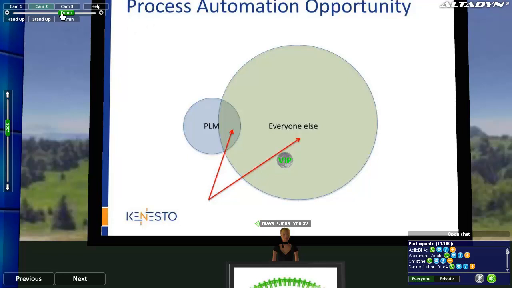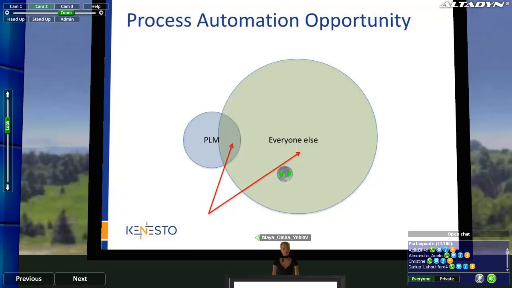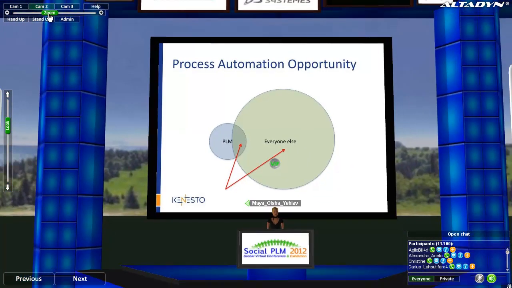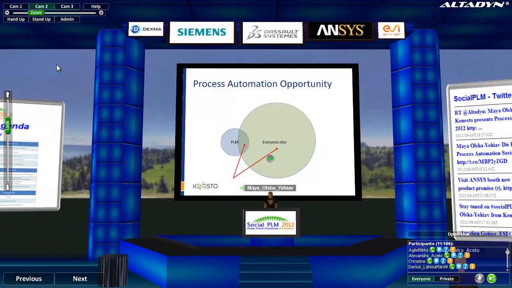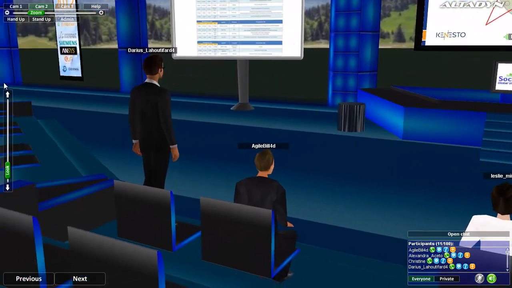This is just an illustration of what's going on in your company. You do have a PLM, but when you actually have the processes, like the processes that I just mentioned, most of the people are not using the PLM, and they are being excluded from the processes.